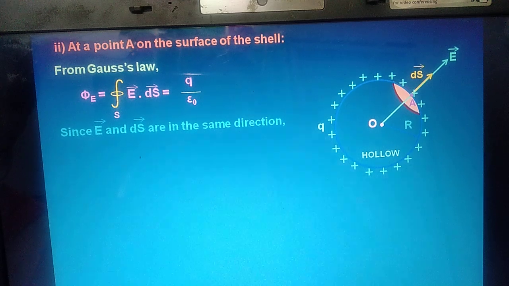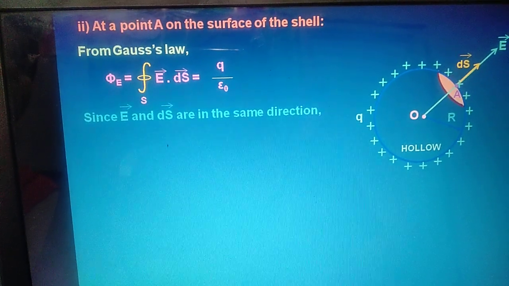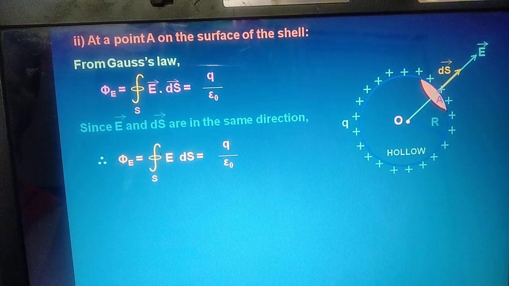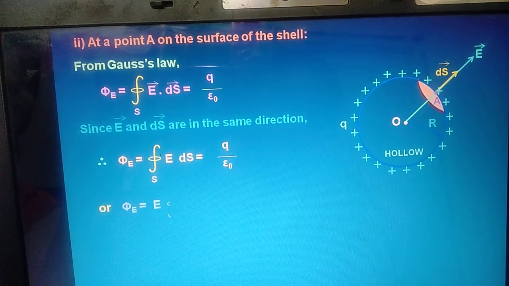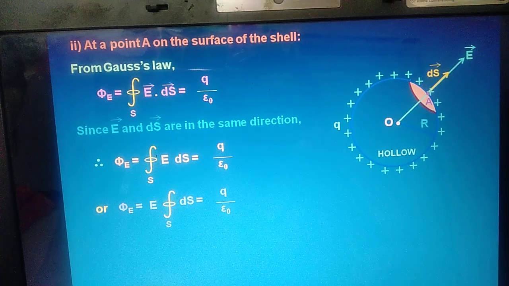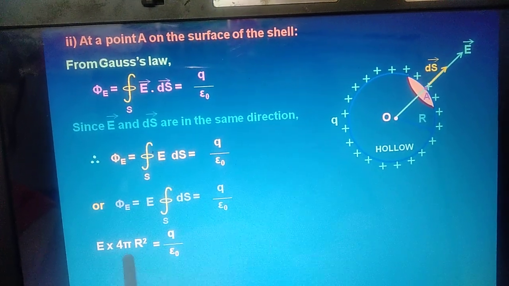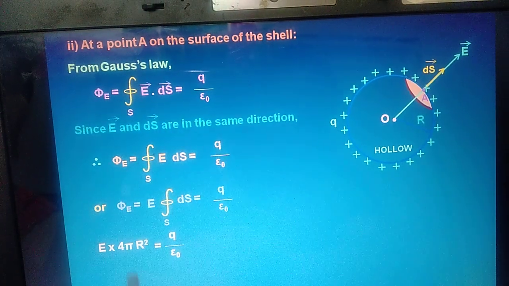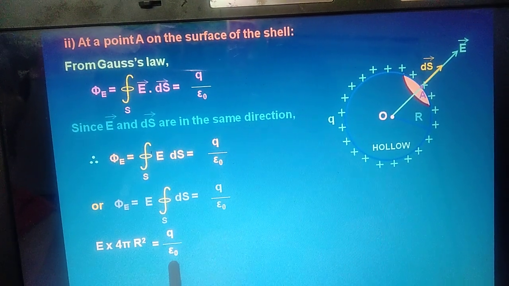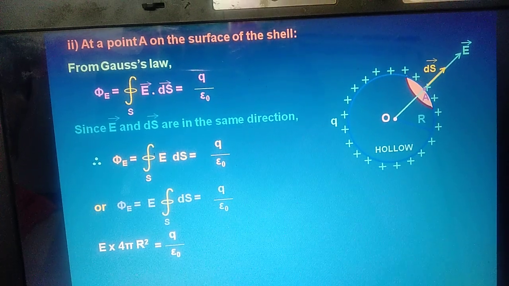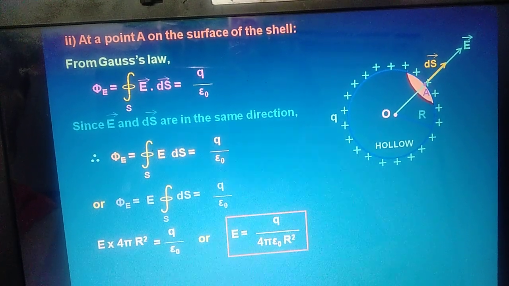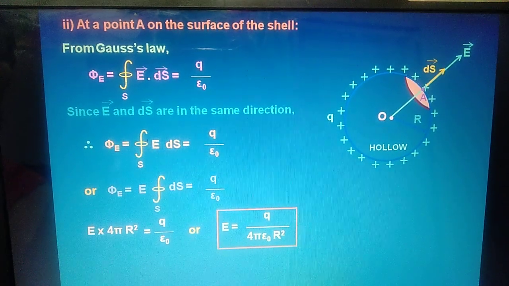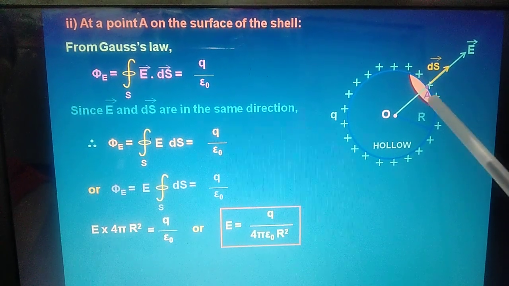See what happens. E and ds are in the same direction, that is, the angle is 0 degree, so cos 0 is 1. Therefore the surface integral of E ds is equal to Q by epsilon naught. E comes out of the integral, and the surface integral of ds is taken as 4 pi capital R square. Now this 4 pi R square shifts towards epsilon naught, and you get the electric field: E is equal to Q upon 4 pi epsilon naught R square. This is your second case, when the point is lying on the shell.